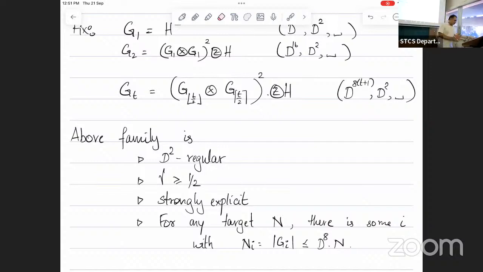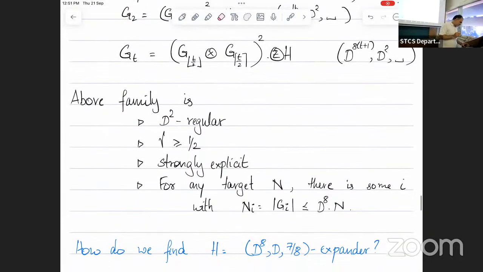Okay. So this above family gives you a family of d squared regular graphs. All the graphs that we constructed here were d squared regular. You have a guaranteed spectral gap of at least a half. And they're all strongly explicit. And you also have a graph of the right size. For every target size you want, you will find a graph of roughly that size, if you're willing to pay like a d power 8 or something.